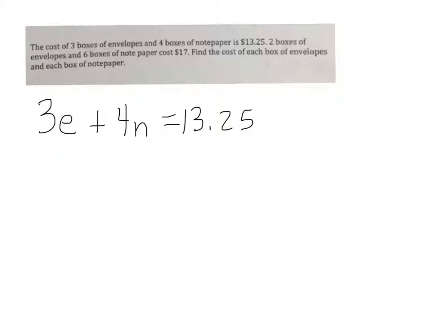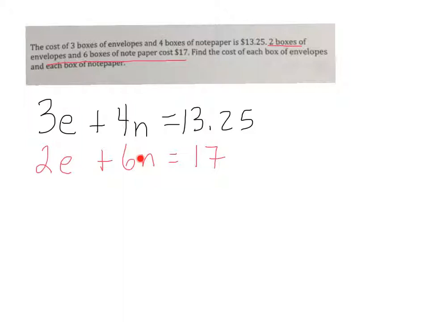Now let's make the second equation. 2 boxes of envelopes and 6 boxes of note paper cost $17. And so now we have a good system of equations, and so I need to try to eliminate either the e or the n. Okay?